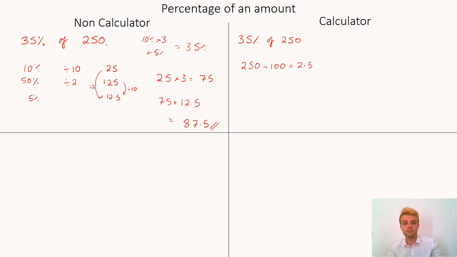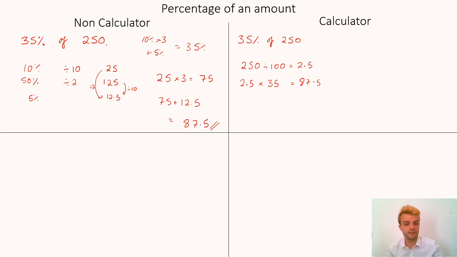Now, that's our first step, and the reason why we take that first step is because when we divide by 100, we're finding 1% of our original number. And if 2.5 is what 1% is, then I can just take what 1% is and times it by how many percent I need. So times it by the percentage. And again, you just put it in your calculator, 2.5 times by 35 gives you 87.5.